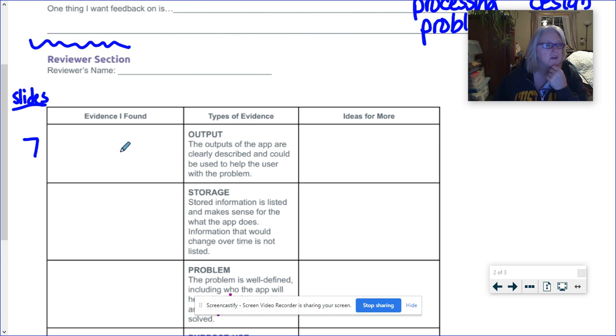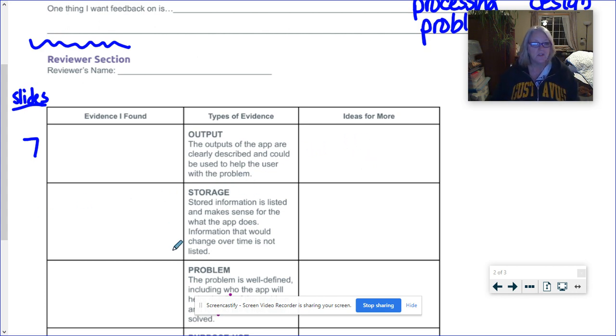So if you have more than one person in your group, then you should have one person being the recorder, and a couple of people looking at the slides and kind of reading out loud and describing the evidence here. What are ideas for more? Give some more feedback here about, I wonder what else they could have on this one.